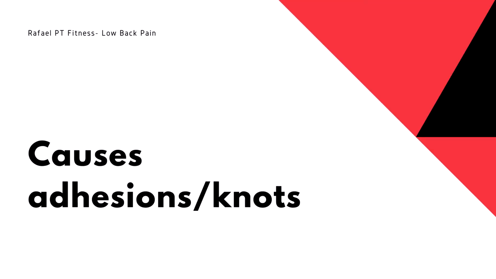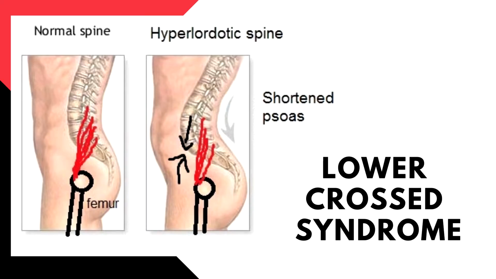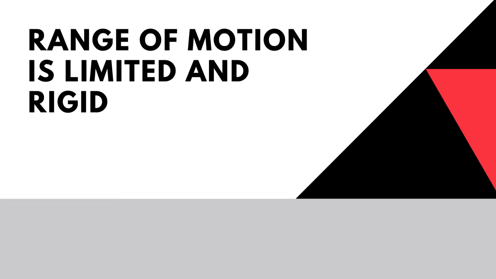Okay? So it's caused by adhesions and knots. Those are what's going to cause the muscle to get shortened and tight. So when that happens, it's called lower cross syndrome, which means that your lumbar spine is going to be really close to your femur, and that's going to cause a lot of pinching on your nerve. So it's going to give you a limited range of motion.